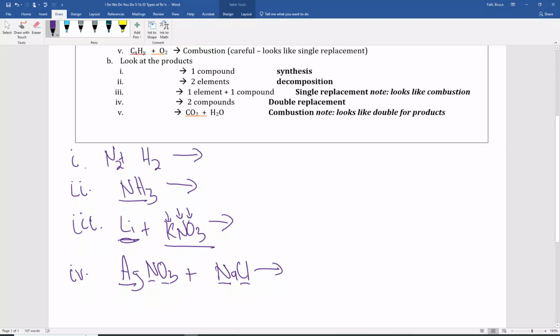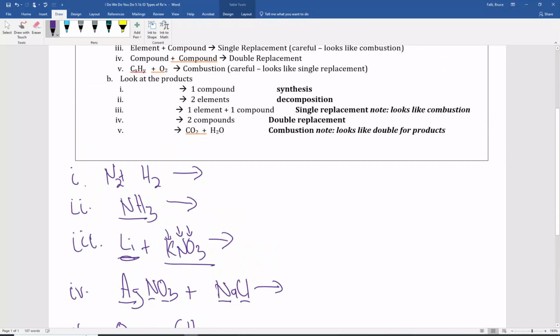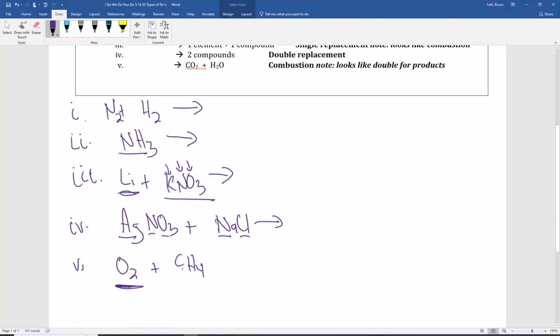Okay. And the last one is combustion. And combustion looks a little funny because sometimes it looks like single replacement. O2 plus CH4, for example. So it has to be oxygen. And then it's going to be a carbon and a hydrogen. So see how this is carbon, hydrogen. There might be an oxygen in there, and that's going to be combustion. Okay? So there's some examples for each one.